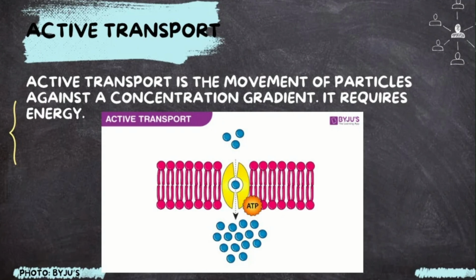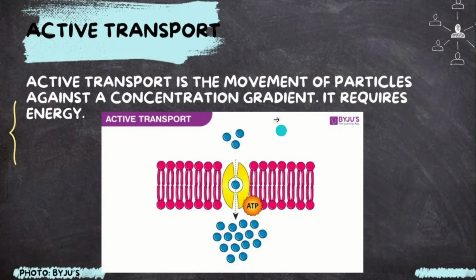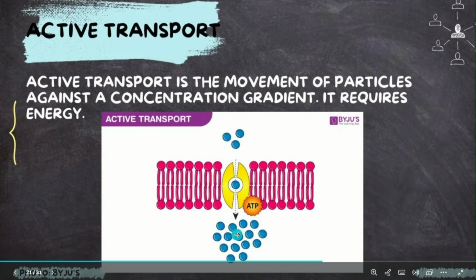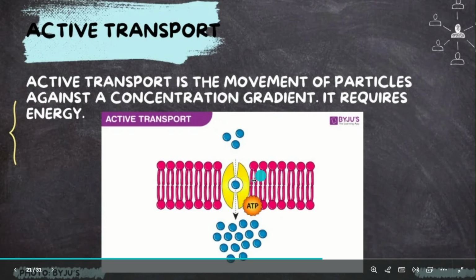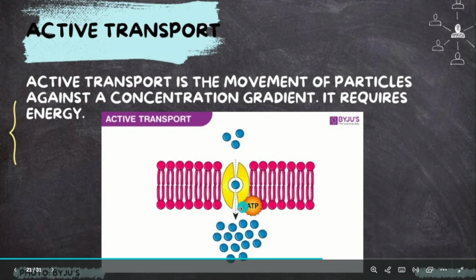So in active transport, particles are moved from an area of low concentration to high concentration, against a concentration gradient, right? So that's the biggest difference, because in diffusion and osmosis we said high to low. In active transport, we're saying it's low to high. So you see that it's reversed, and we're also using ATP.